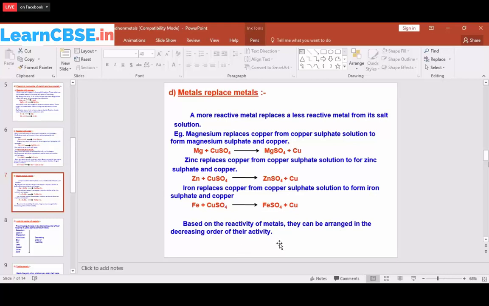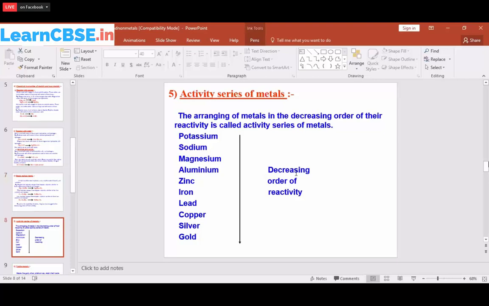Based on the reactivity of the metals, they can be arranged in decreasing order of their activity. So this is the activity series of the metals. The arrangement of the metals in decreasing order of reactivity is called the activity series. Potassium is the first metal in this, very highly reactive. Then comes sodium, then magnesium, then aluminium, then zinc, iron, lead, copper, silver, gold. Potassium is the most reactive metal. Gold is the least reactive metal.